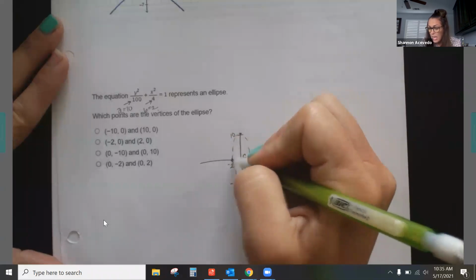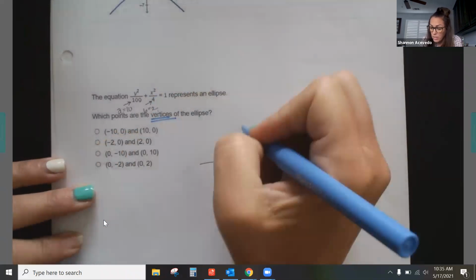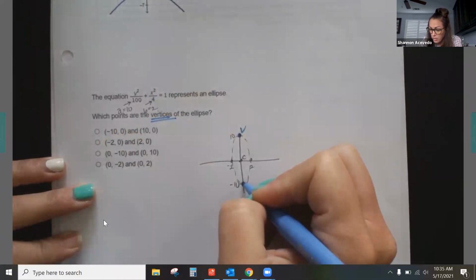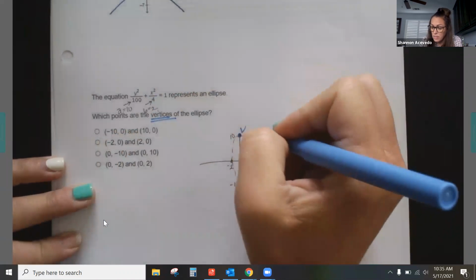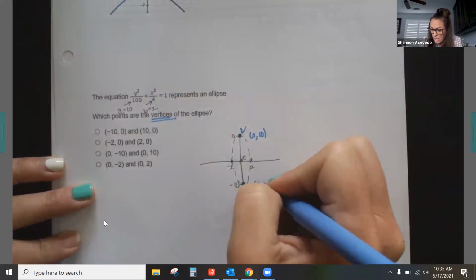It looks something like that. And it asks for your vertices. So make sure you are paying attention to what it is asking for. In this case, it is asking for vertices. So here's a vertex, here's a vertex, and each of these points is going to be here at 0, 10, and this is at 0, -10.